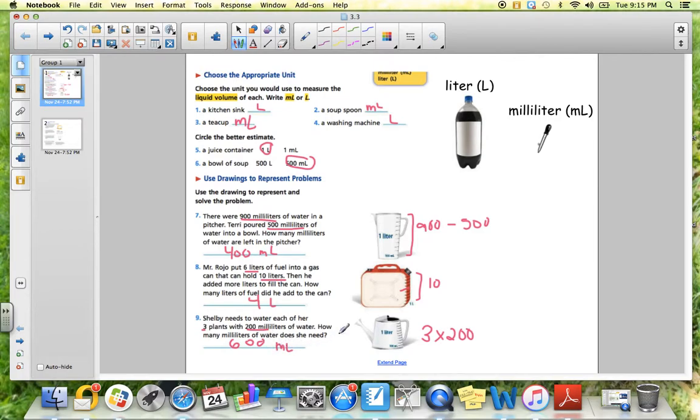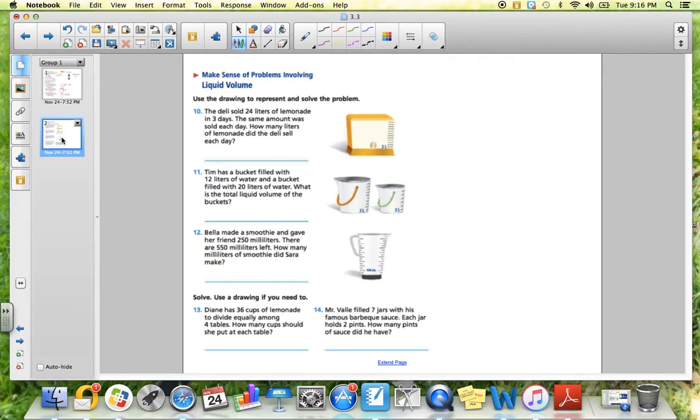Awesome. All right, so let's turn to the next page, page 168, and we will rock and roll with this. It says, use the drawing to represent and solve the problem. Okay, so just what we were doing on the last page.